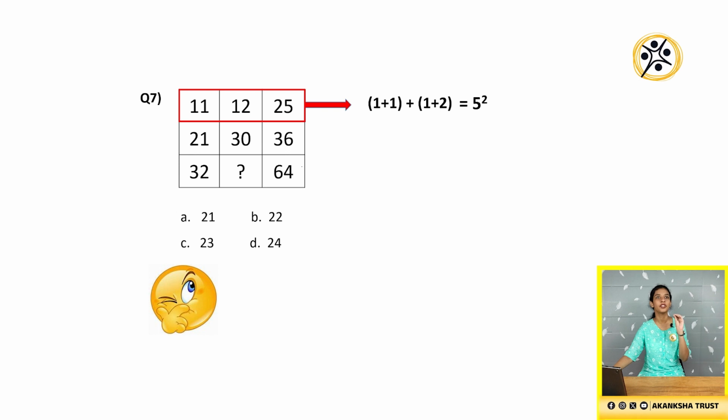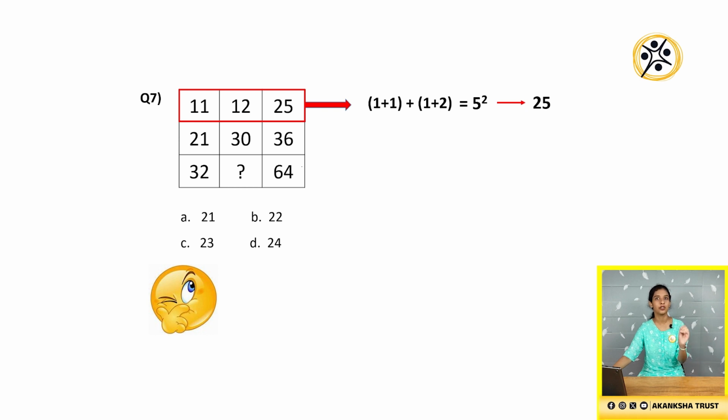That is, if we consider 11 as 1 and 1, made up of two digits, and also 12 as 1 and 2, if we split that up, 1 plus 1, that is 2, plus 1 plus 2, that is 3. So 3 plus 2 gives us the sum of 5, and when you square the number 5, you get the answer as 25, which is the third row entry in this case.